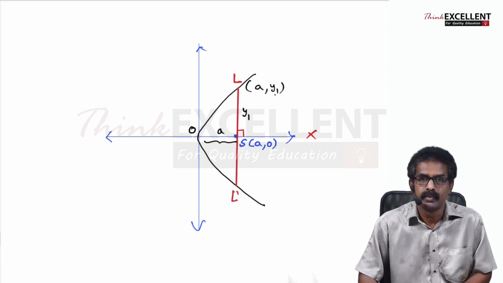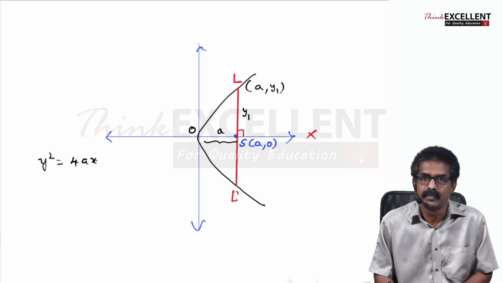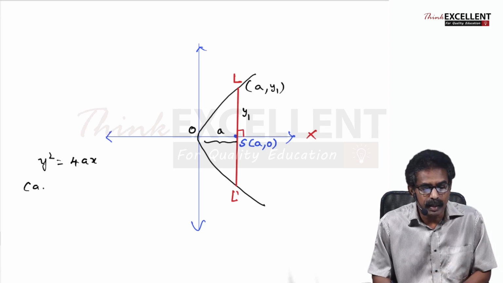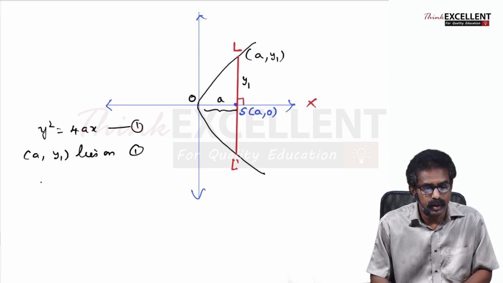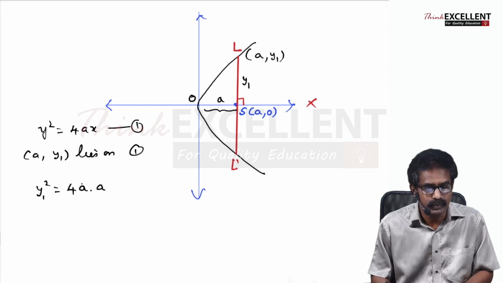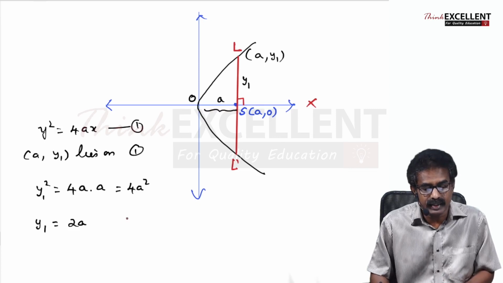You know the equation of the parabola. What's the equation of the parabola? y square equal to 4ax. This point (a, y1) lies on the parabola, so this point must satisfy the equation, right? For y, you write y1. So y1 square is equal to 4a into x. x is also a, so that is 4a square. So y1 is equal to, taking the square root, 2a.